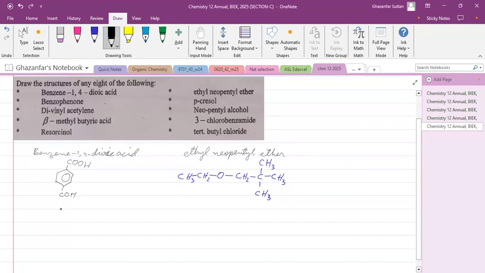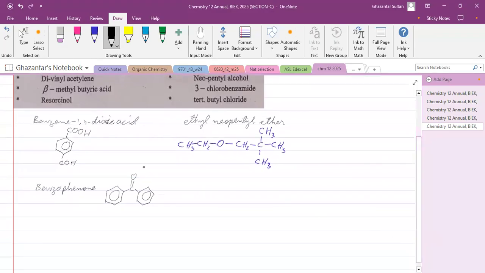Now the next one is the benzophenone. So benzophenone is actually two benzene rings linked with a carbonyl carbon, and it is actually formed when benzoyl chloride reacts with benzene in the condition of the Friedel-Crafts acylation. So this benzophenone is formed.